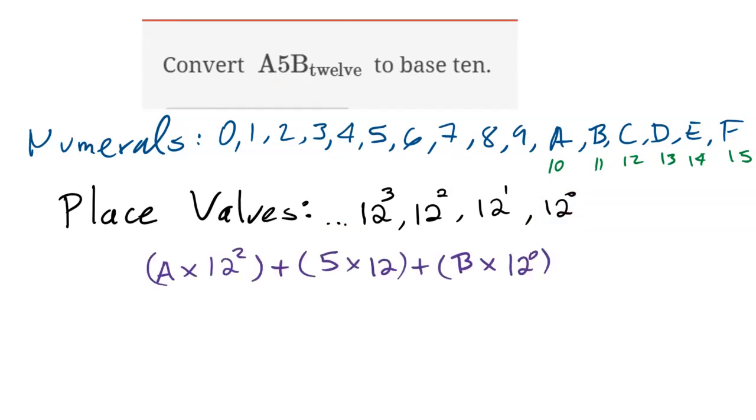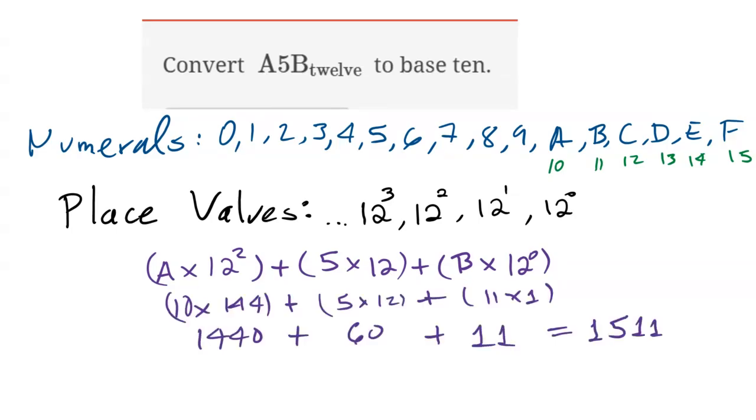Okay, so now let's do the expansion. The expansion is to multiply each digit by its place value, or its power. So B times 12 to the power 0, 5 times 12 to the power 1, A times 12 to the power 2. In this example, I just wrote the final answer, doing everything at the same time. I did the power, which is 12 squared, 144. And then I replaced the letter A with its value, which is 10. So A times 12 squared is equivalent to 10 times 144.